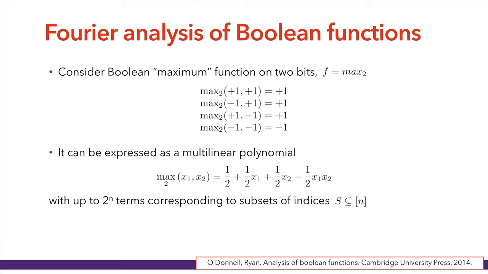Note that this maximum function can be expressed as a multilinear polynomial. Multilinear here simply means that at no point in the polynomial is any variable squared or raised to any higher power. It's always power 1, but there can be a combination of different variables in each term. In general, we can do this for any function: any function can be represented as a multilinear polynomial with up to 2^n terms, where each term corresponds to some subset of indices.